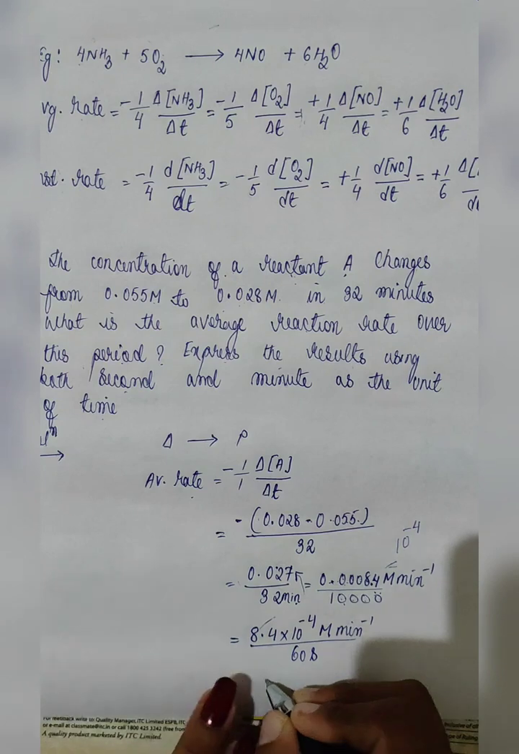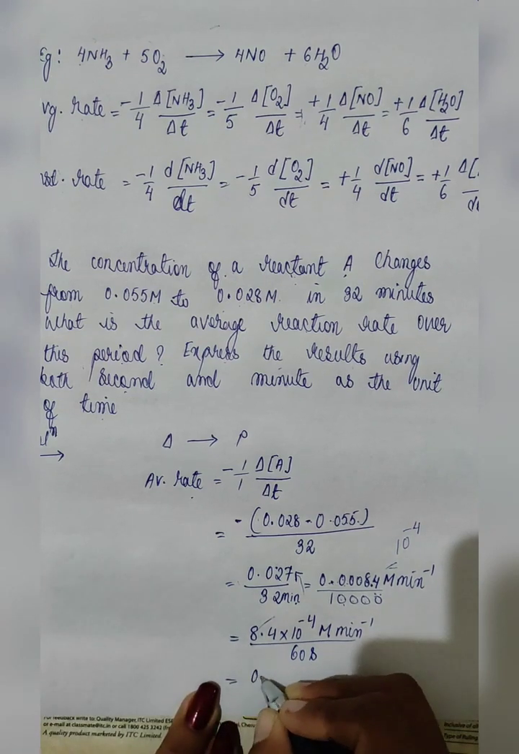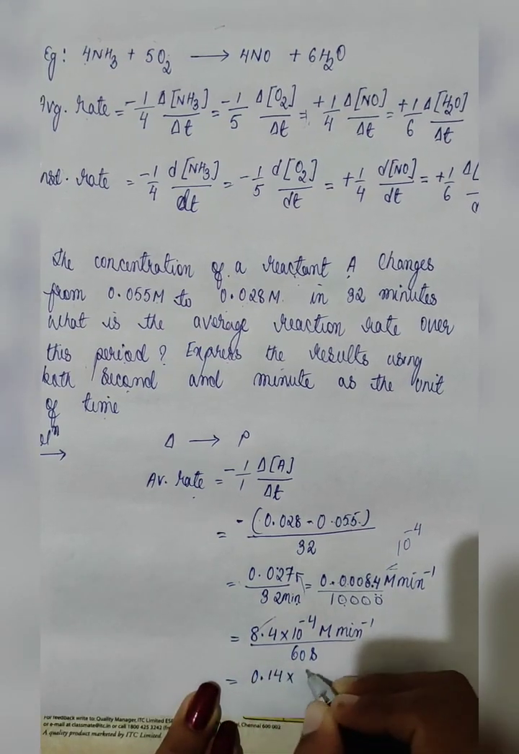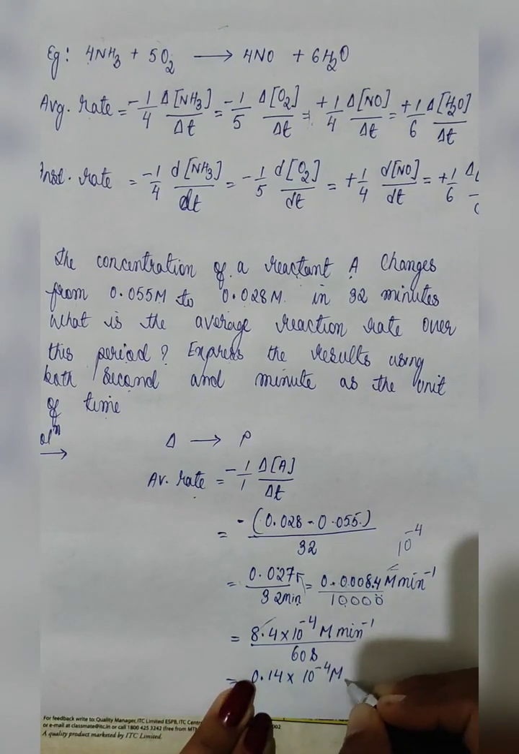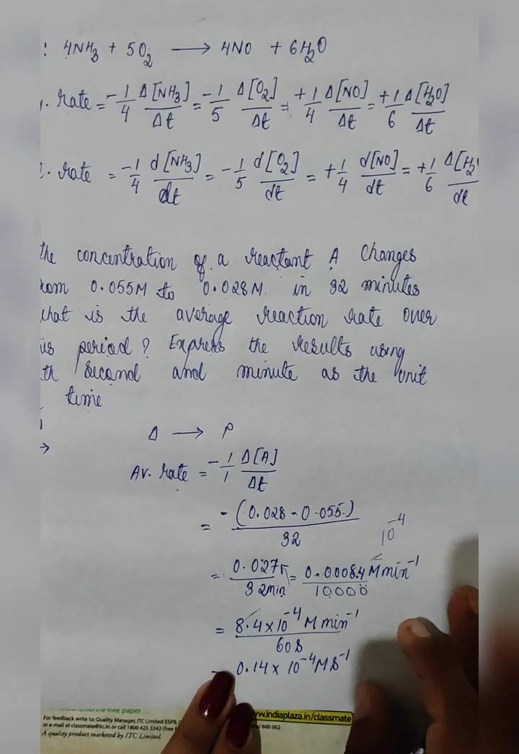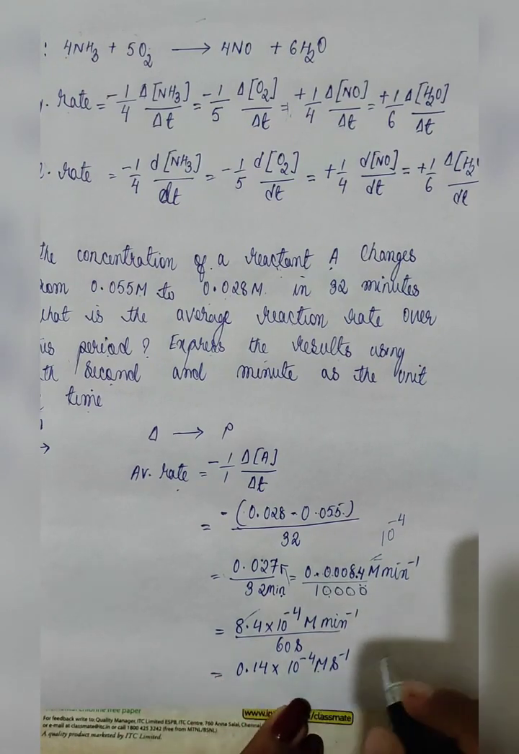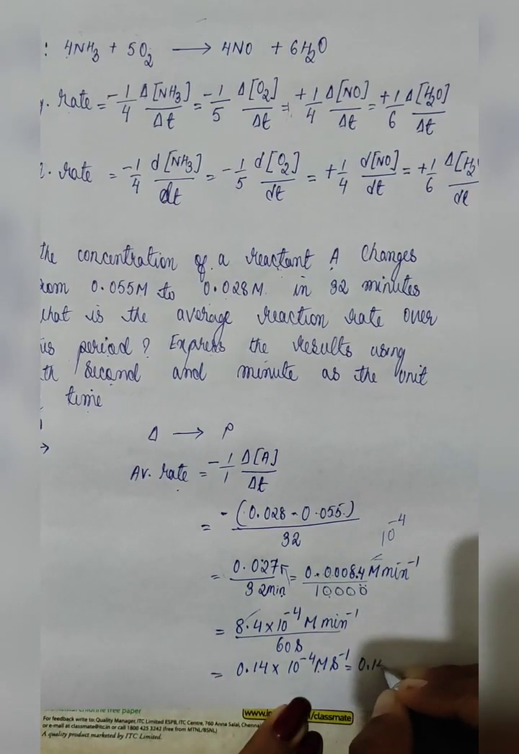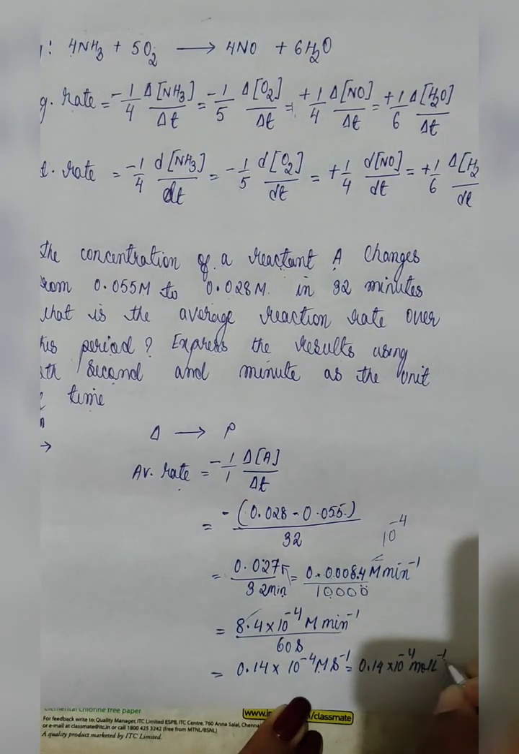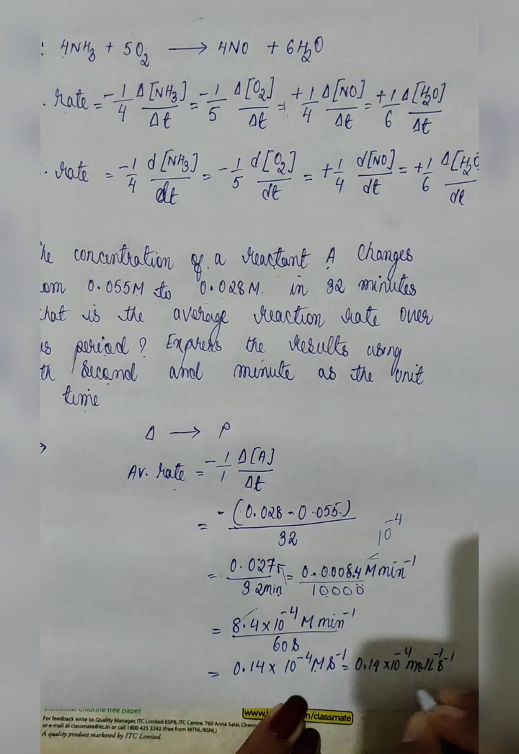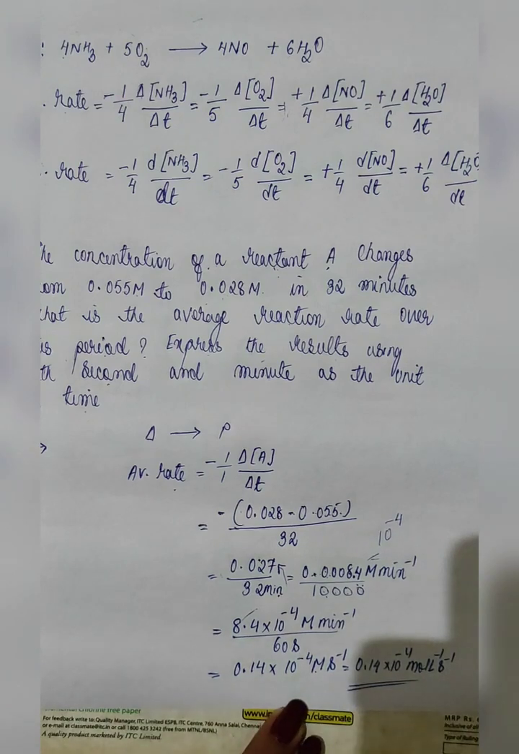Upon dividing it by 60 seconds, we get 0.14 into 10 to the power minus 4 M second inverse. Or you can also write this unit in this way, 0.14 into 10 to the power minus 4 mole liter inverse second inverse. So this is how you are going to calculate if you get such type of problems.